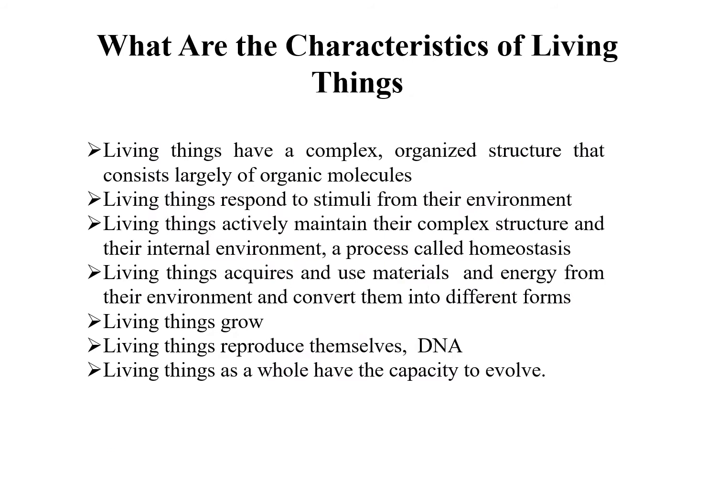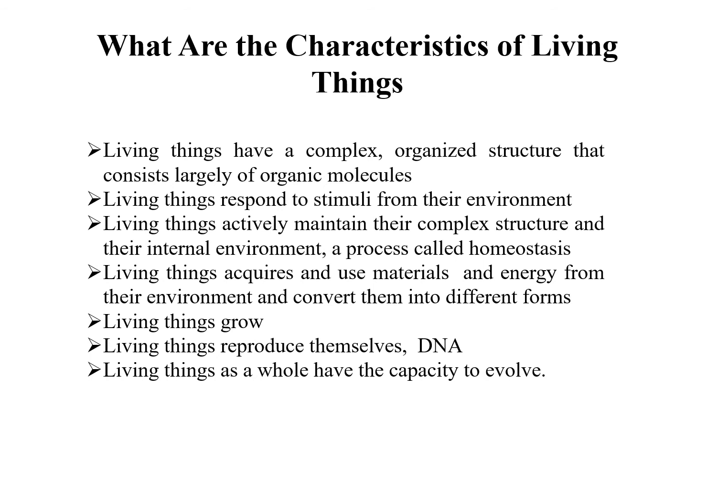So what are the characteristics of living things? Living things have a complex or organized structure that consists largely of organic molecules. Living things respond to stimuli from their environment. Living things actively maintain their complex structure and their internal environment, a process called homeostasis. Living things require and use material and energy from the environment and convert this energy into different forms. Living things can grow, living things reproduce themselves, and living things as a whole have the capacity to evolve.